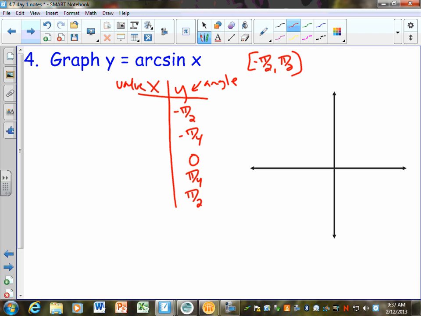And so this is going to be, what is the value when you take the sine of this angle? Do you agree with me on that? So I'm kind of working backwards on this. So let's start with maybe at negative pi halves. What is the sine of negative pi halves? -1. What about negative pi fourths, which is the same as 7 pi fourths? What is the sine of that?